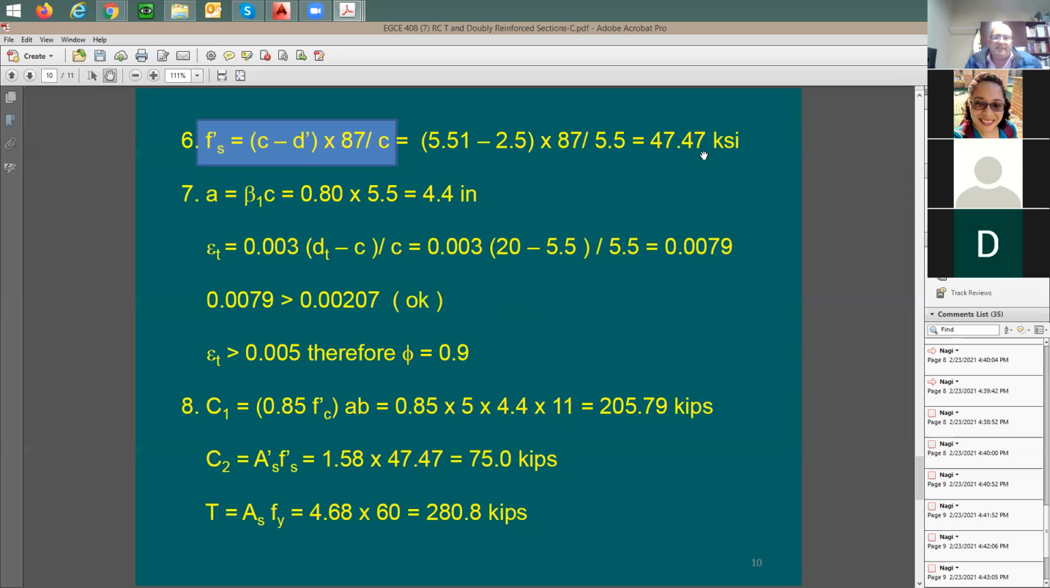At the bottom is 60 KSI. Why? Because at the bottom I have yielding. So this Fs is going to be equal to Fy at the bottom steel. And the top steel is going to be 47.47. I said, great.